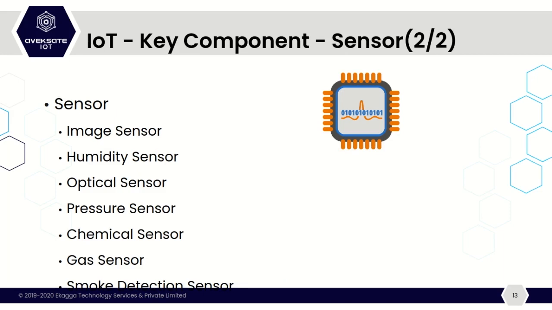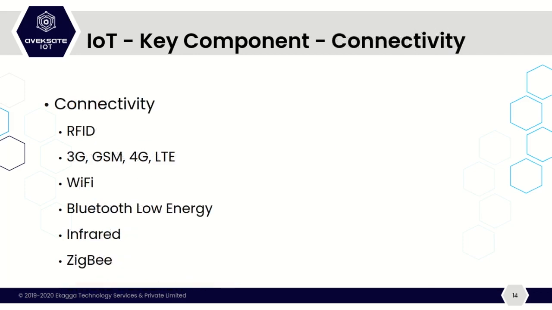Various other sensors like image sensor, humidity sensor, optical sensor, pressure, chemical sensor. There are a number of sensors. In connectivity, it's again a huge area, but I'm just covering some of the basic things. There are 3 layers of connectivity which are required. In the detailed architecture of IoT, we'll discuss that, but just assume that we are now talking about the connectivity from the gateway to the sensors. So these are RFID, 3G, GSM, 4G LTE, Wi-Fi, Bluetooth technology, infrared, Zigbee.